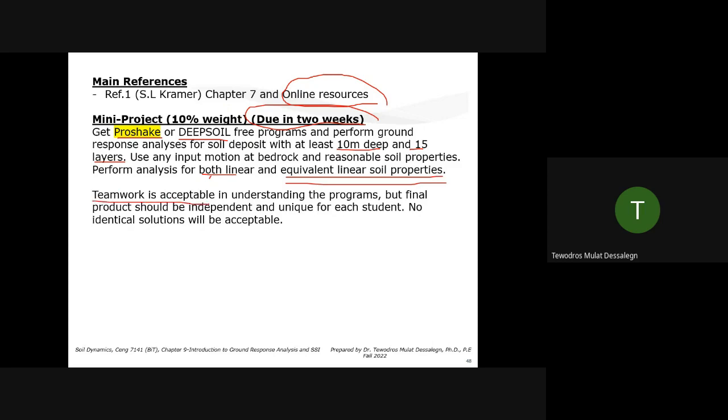Teamwork is acceptable, but the final submission should be unique. You can study the program together. So I hope you do this wave propagation using these programs. Last year, it was easy for the students to use ProCheck. Those websites I mentioned before, you can get ProCheck from there. And there is a user manual, it's easy. If you use ProCheck, it can go up to 17 layers, but I'm asking only 15 layers. And just get familiar with it.